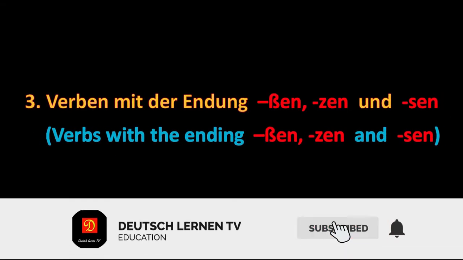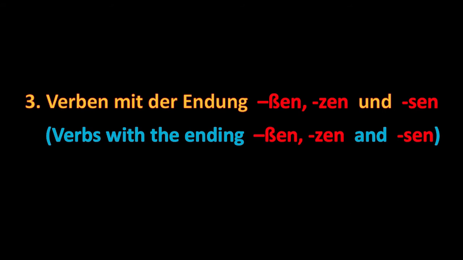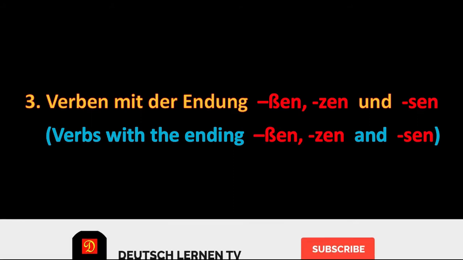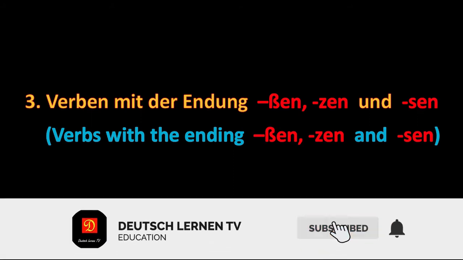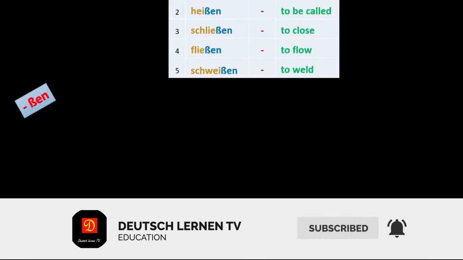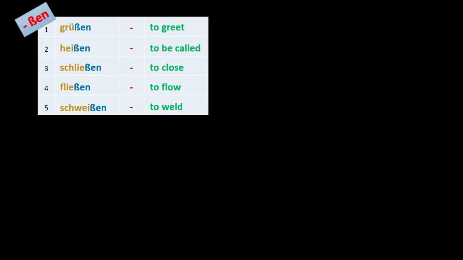Okay, now let's move to the lesson. Verben mit der Endung ßen, zen und sen. Verbs with the ending ßen, zen and sen. First, let's see what these verbs are. Here are a few verbs for you. Verbs with the ending ßen.